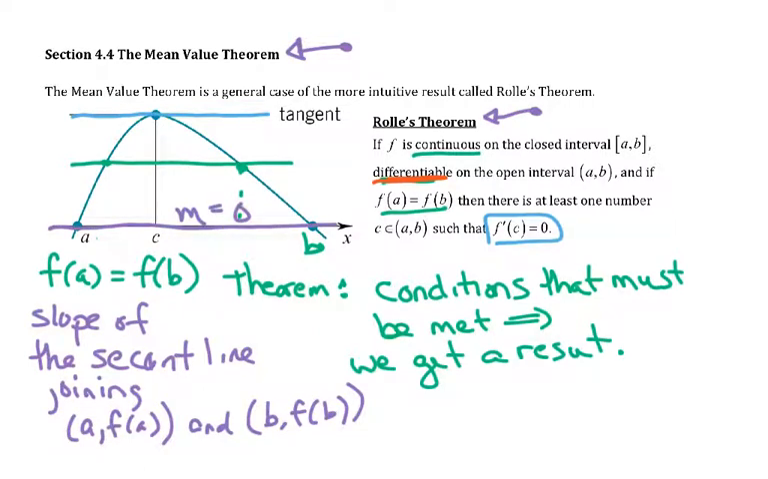It equals 0. So what we're saying is, at some point in this interval, the instantaneous rate of change, which is the tangent line, is going to be equal to the average rate of change, which is the secant line. And that's why we say this. At some point, the derivative equals 0. The slope of the tangent line equals 0.